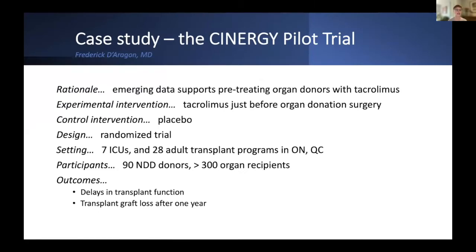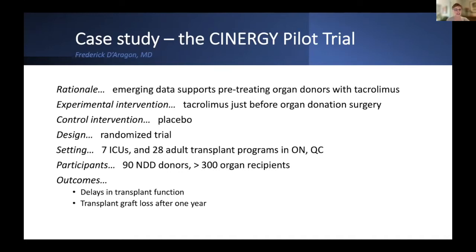So I'd like to present to you a case study of a clinical trial that is underway now. We haven't started enrollment yet, but the work is definitely underway. And that's the Synergy pilot trial, which is led by Dr. Frederic Daragon, who hails from Quebec. And the rationale for this study is that there's emerging data, lots of emerging data that supports pre-treating neurologically deceased organ donors with tacrolimus, which is a very common medication in transplant medicine. It prevents organ or transplant rejection, but it hasn't been administered to deceased donors. It's administered to the recipients. And we postulate that administering it to deceased donors will improve function after transplantation.